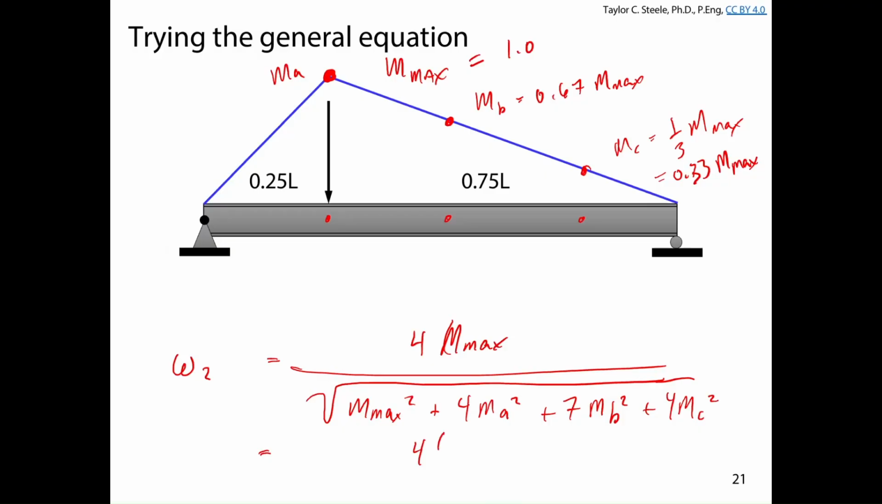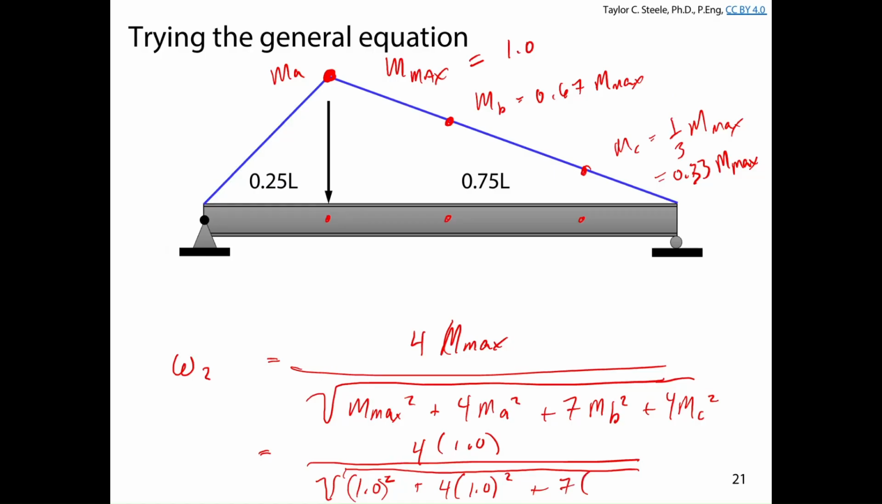And that's 4 times 1.0 divided by the square root of 1.0 squared plus 4 times 1.0 squared plus 7 times 0.67 squared plus 4 times 0.33 squared. And if we do this math, we end up getting an omega 2 value of about 1.37.